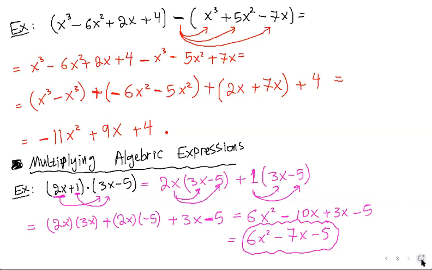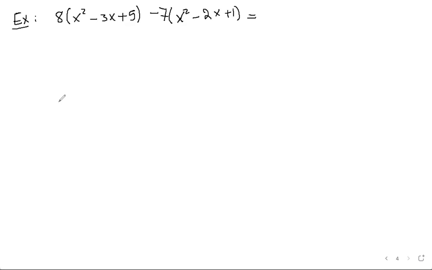I give you another example. The example is 8 times x squared minus 3x plus 5, minus 7 x squared minus 2x plus 1. How can we solve something like that?